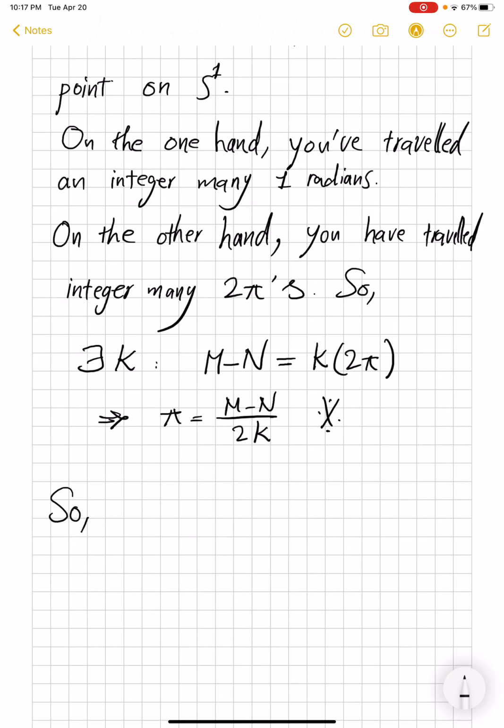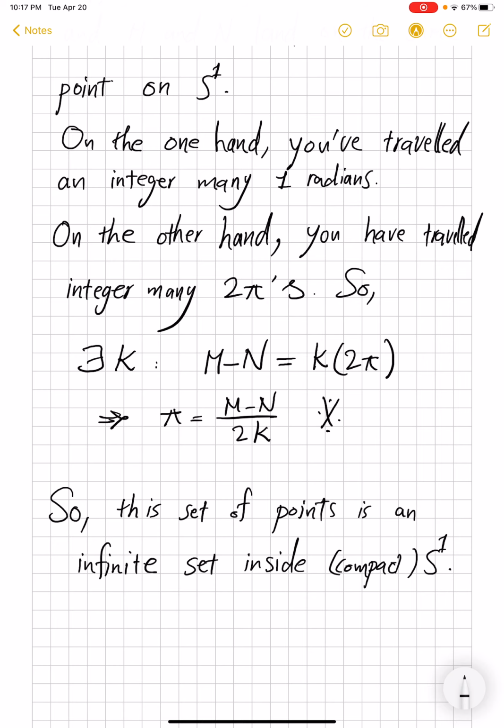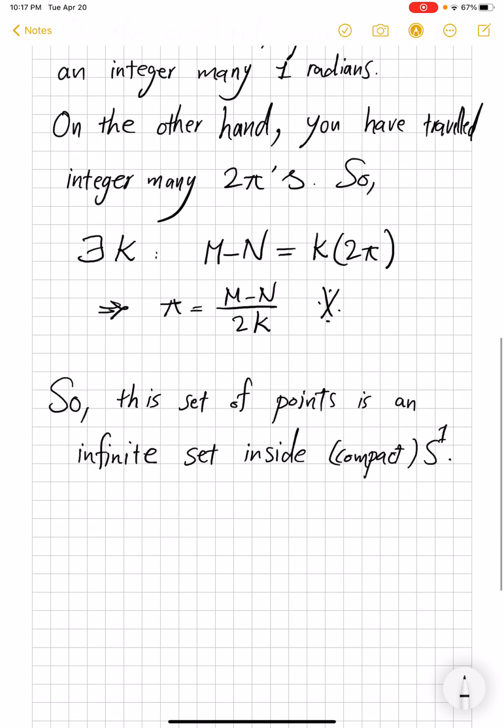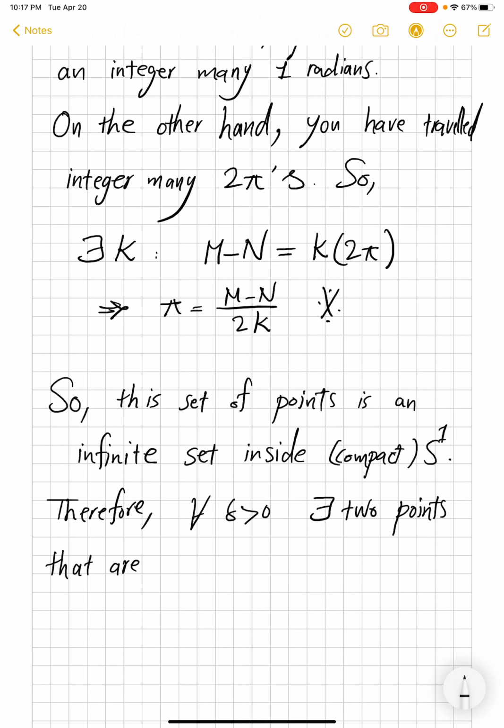So this set of points is an infinite set inside compact S1. So we notice that S1 is a compact set. Therefore, for every delta positive, there exist 2 points that are at most delta distant in the units of radians along the arcs.